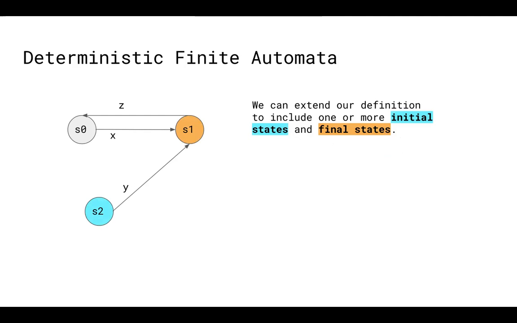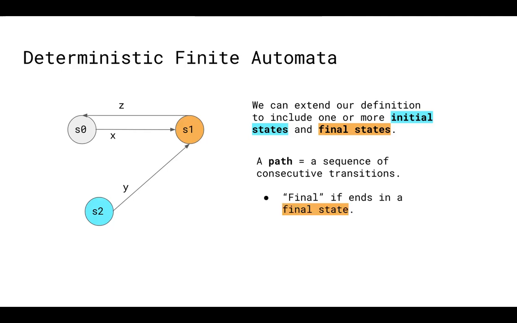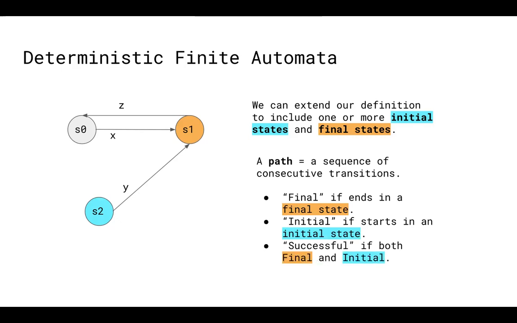But we're going to have this idea of an initial state or multiple initial states and a final state or multiple final states. And we'll use it to define the language that the automaton accepts. So a path is a sequence of consecutive transitions of the automaton. It's literally a path through the graph representation of the automaton. And we call a path final if it ends in a final state. We call it initial if it starts in an initial state. We call it successful if it is both final and initial.